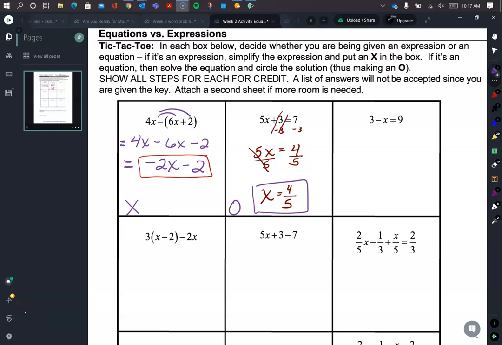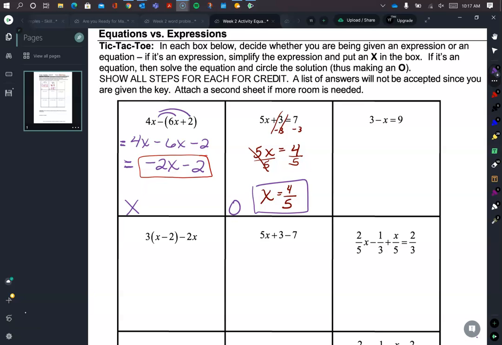This video goes over the equations versus expressions worksheet for either Math 95 or Math 97, and we are going to look at the third column, first row first, because I've already done a couple of the initial ones in the intro video with directions. So I'm just going to put the X for expression and the O for equation in the corner rather than trying to circle the answer like it says in the directions.